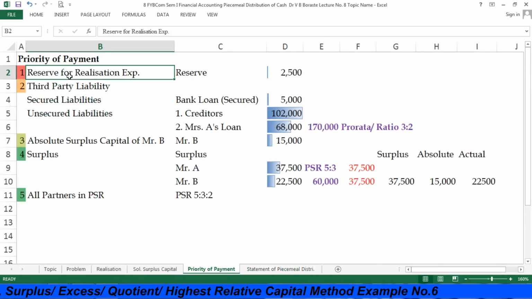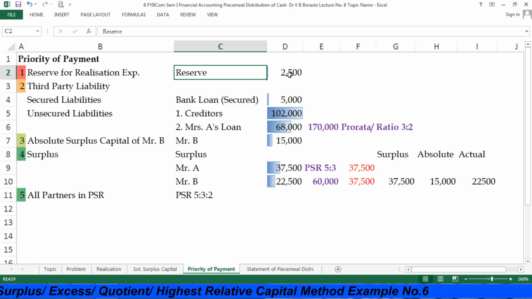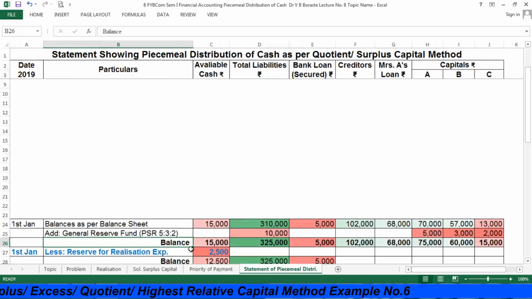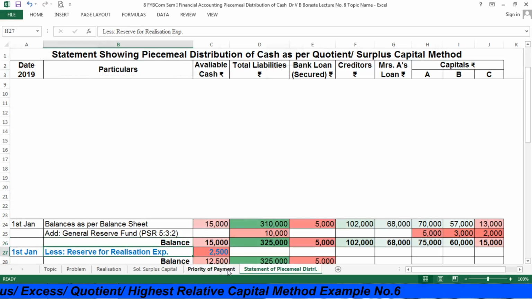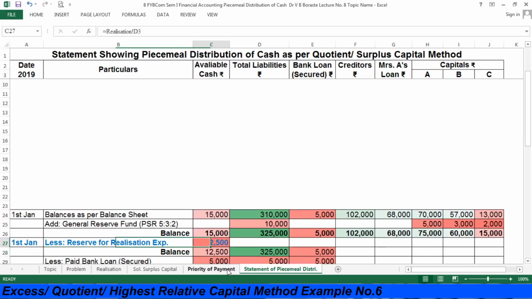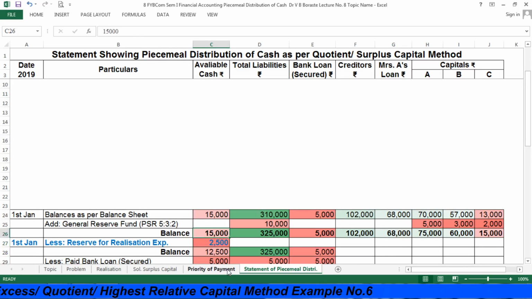First of all, we will pay realization expenses reserve, which is the first priority, or we have to keep a reserve for realization expenses. So here realization expenses reserve is 2,500. Our cash was 15,000 minus 2,500, so we still have a balance of rupees 12,500. Other liabilities will not reduce because it is just a reserve. It is not actual expenses, or an actual payment to any kind of liability holder.